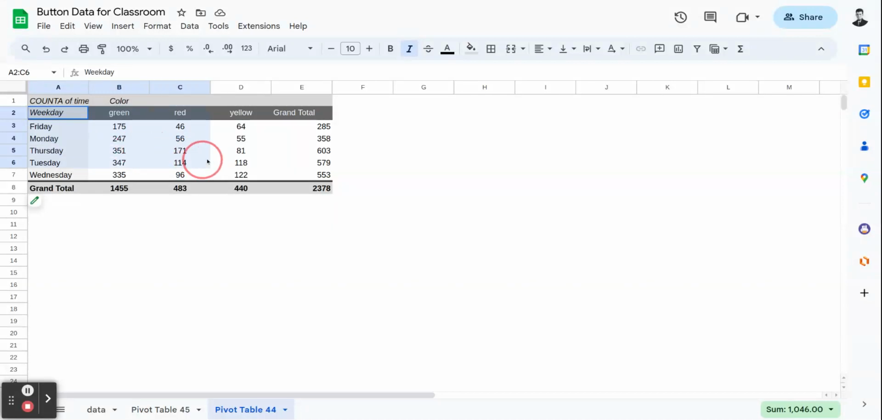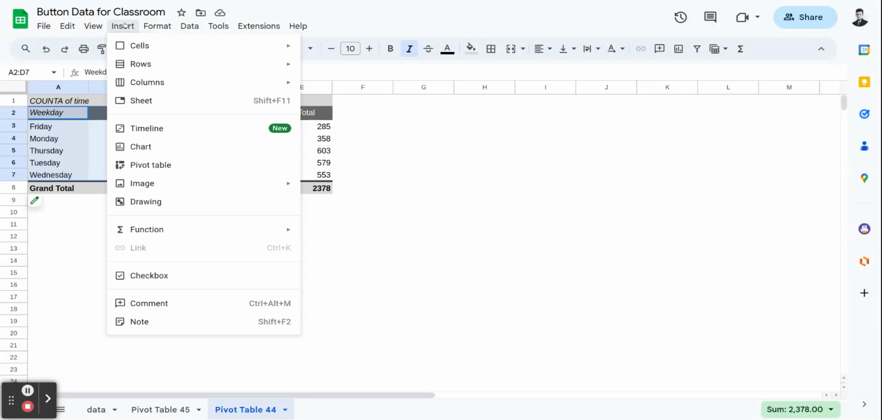So what I want to do is click and hold at the top left corner. Click and hold, drag down and over so that I'm only selecting that data that is inside the chart, not the grand totals on the rows, not the grand totals on the columns. Then very simply, I hit insert and chart.